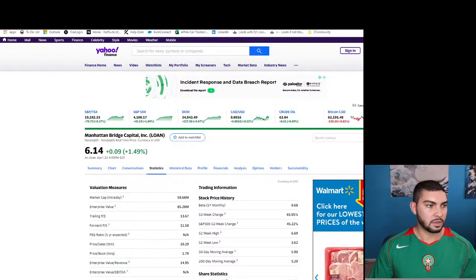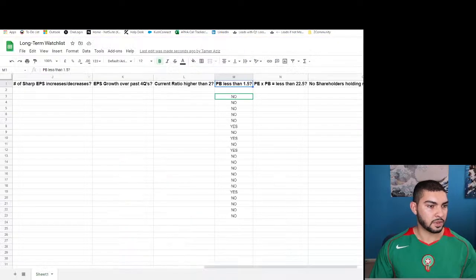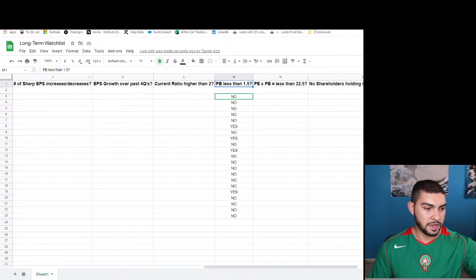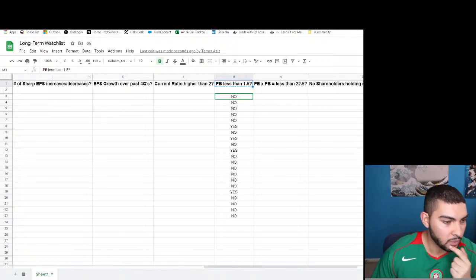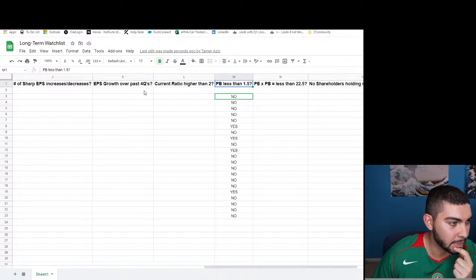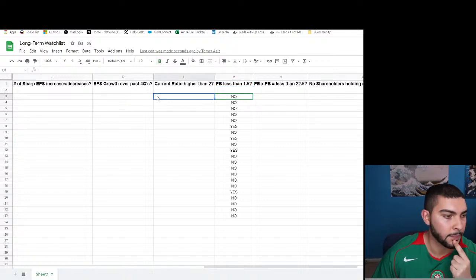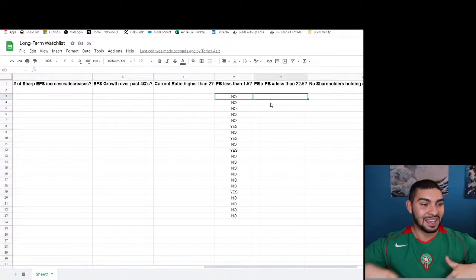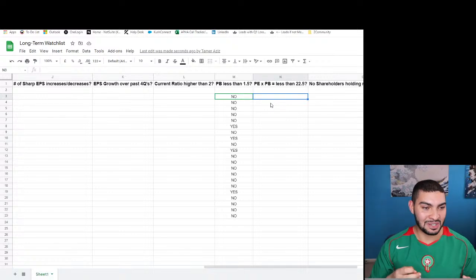Bang. Now I want you guys to look at this. PDB less than 5. We only have 1, 2, 3, 4. Only 4 that actually pass this, which is very interesting. Okay, let's move over to the PE times the PB being less than 22.5.